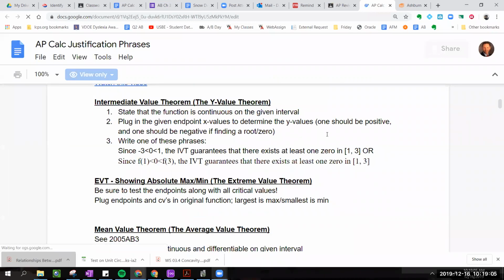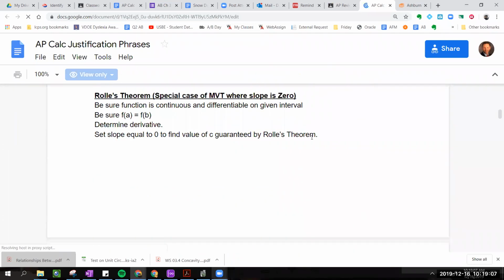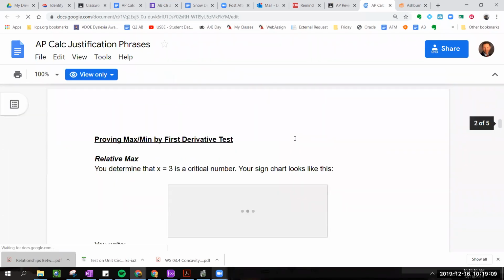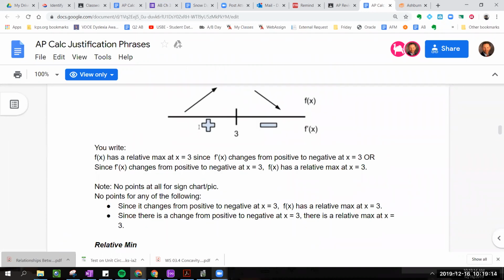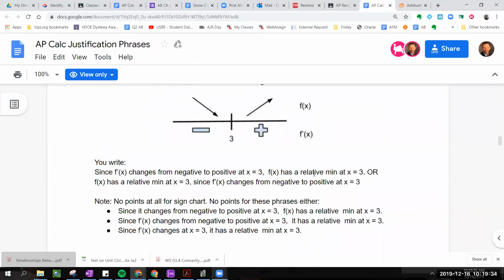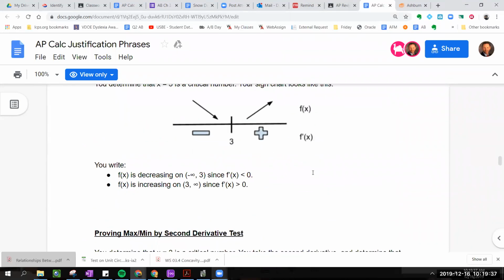And again, you've got a couple of pieces down there for proving max, min, first derivative test. So more or less you do your sign chart, and then you would write either this phrase right here, f of x changes from negative to positive. You've got to explain how your derivative changes and the x value. So there's two different ways you could say that. That goes over all the relative min, relative max, and also the increasing, decreasing.